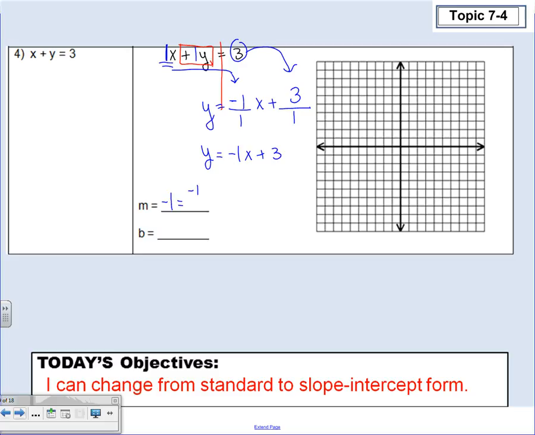To make it look like a fraction, I'll put it over 1. It's negative. That means it should be going downward to the right. So the top number tells us down, bottom number tells us to the right. Our y-intercept, or where we begin, is at 3. So that's the ordered pair, or the coordinate 0, 3. We'll put our point at 0, 3, go down 1 to the right 1, down 1 to the right 1, in order to get our graph.